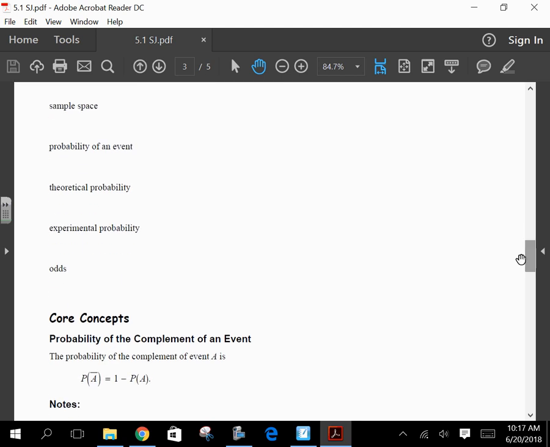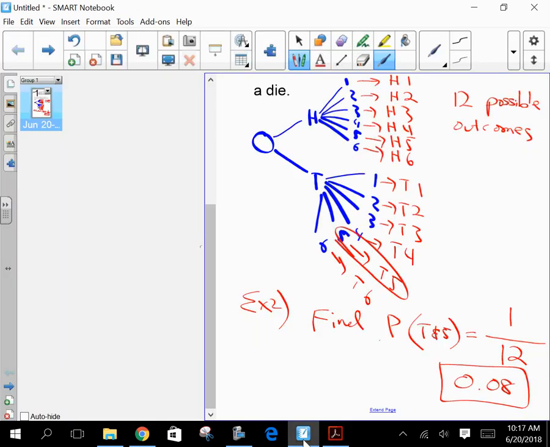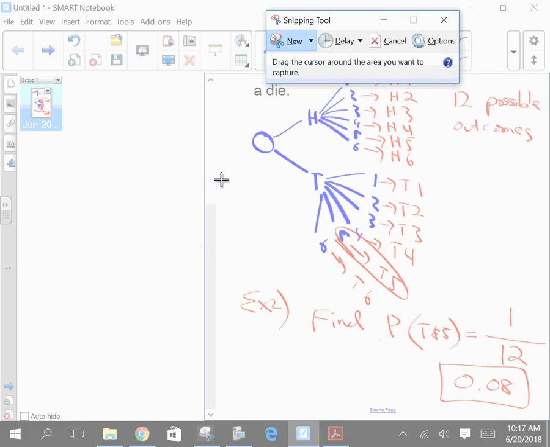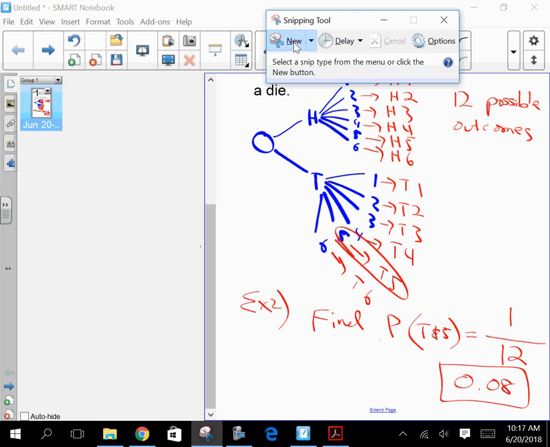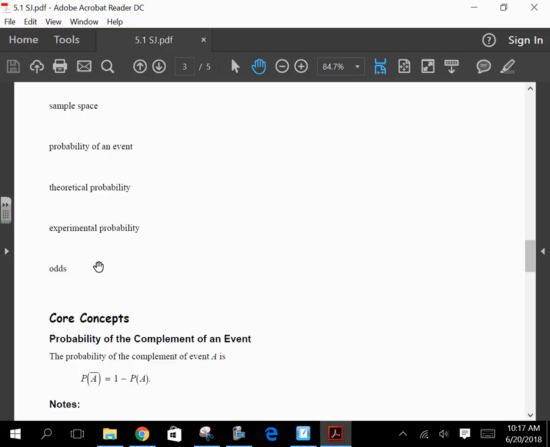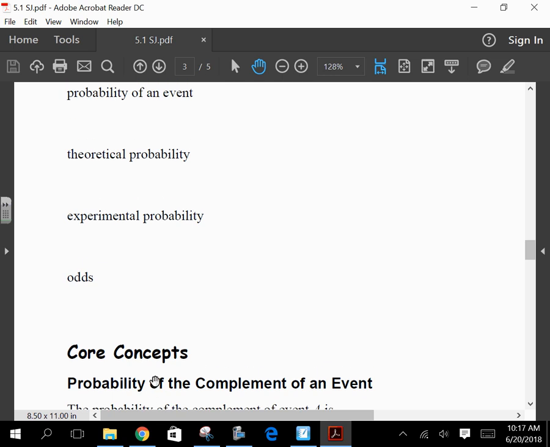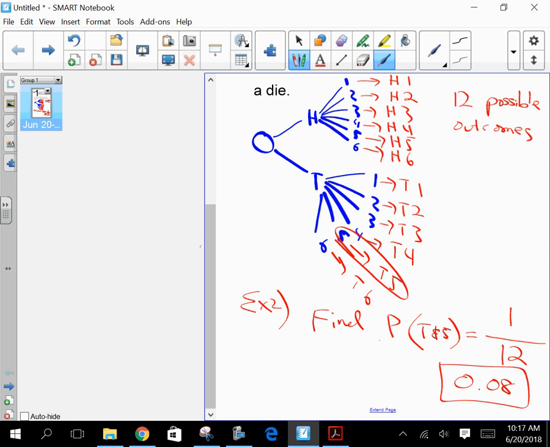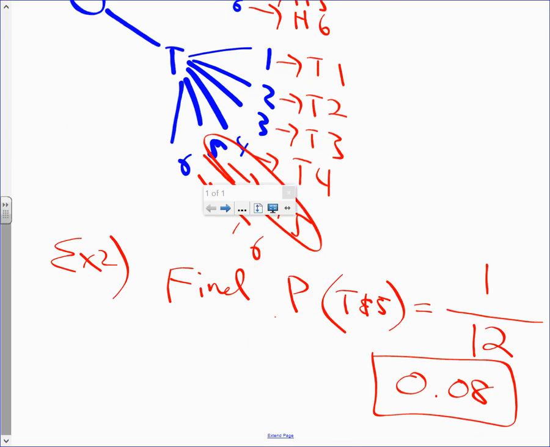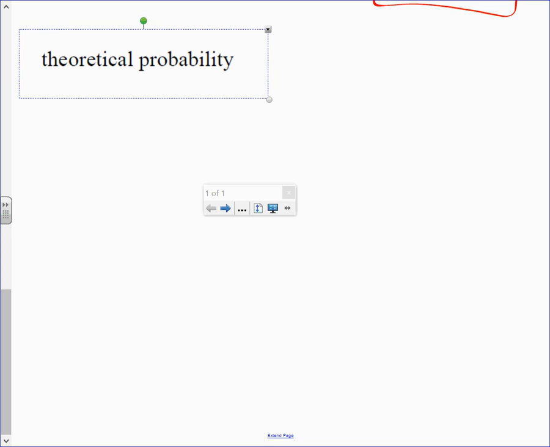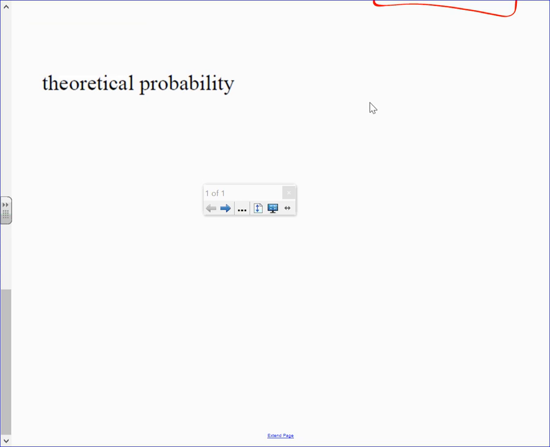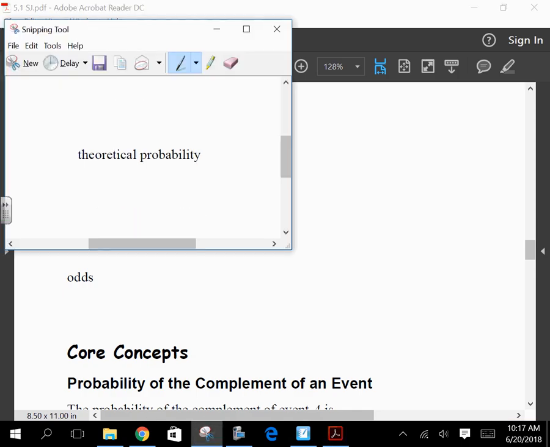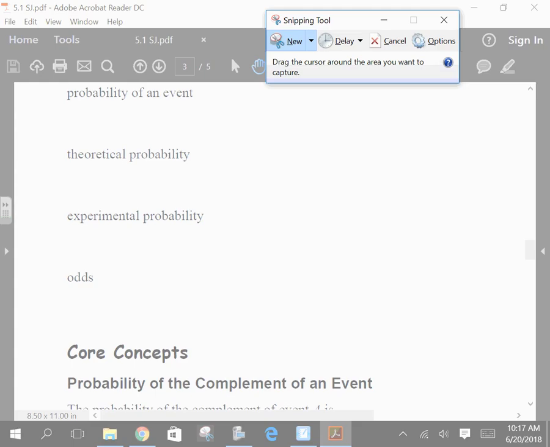So the next word is theoretical probability. Okay, theoretical probability. Here we go. Theoretical versus experimental. It's a huge idea that you need to grasp.